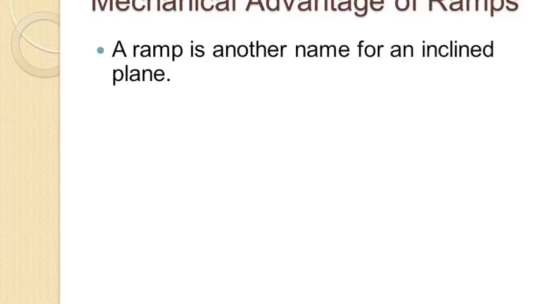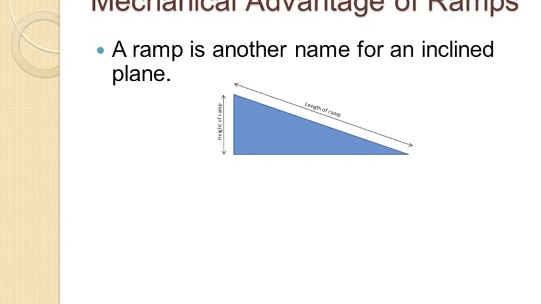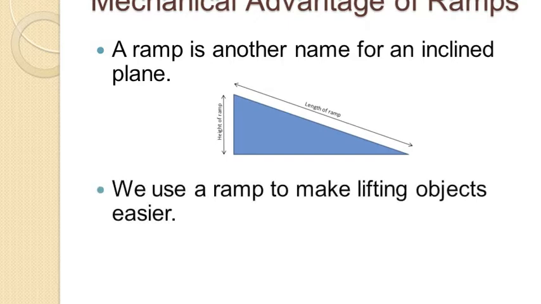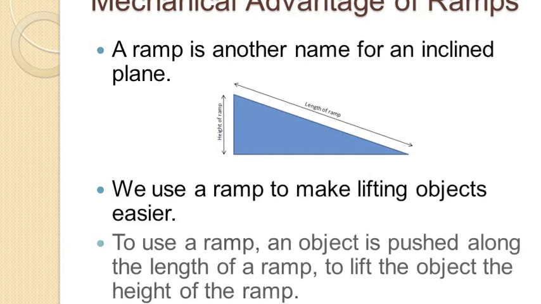Let's look at the next simple machine, a ramp. A ramp is just another name for an inclined plane. We use a ramp to make lifting objects easier. To use it, an object is pushed along the length to lift the object the height of the ramp.